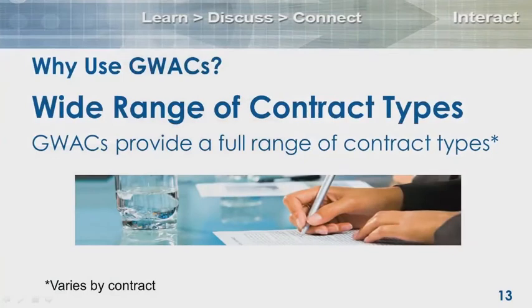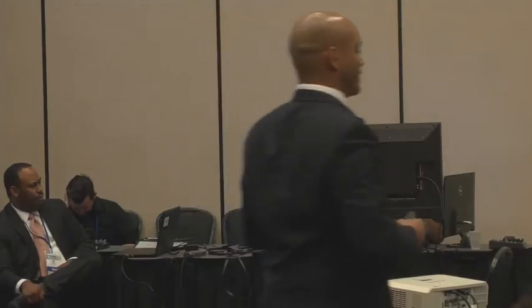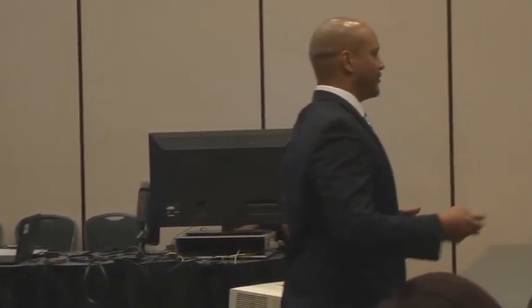So just keep that in mind, the flexibility there. Contract types: firm fixed price, time and material, labor hour, cost reimbursement on some of our GWACs, or a combination of the 3 or 4. So really the point I'm trying to drive home is that there's total flexibility with the type of contract that you can issue when using a GWAC.